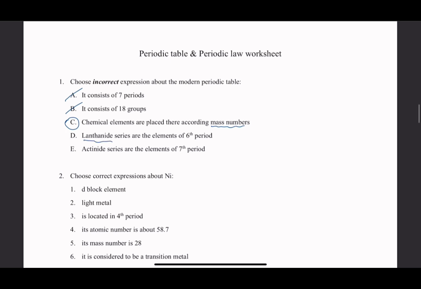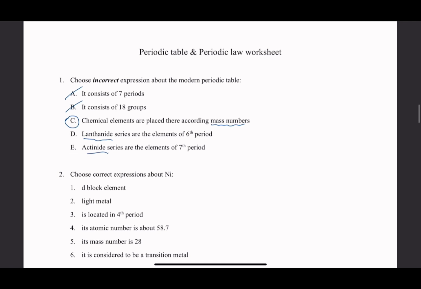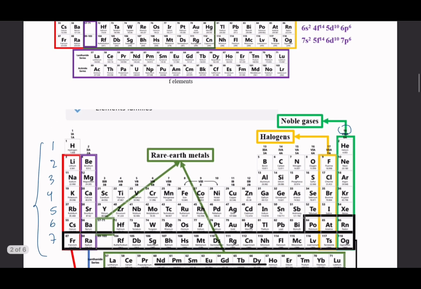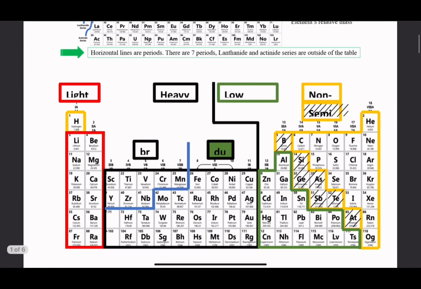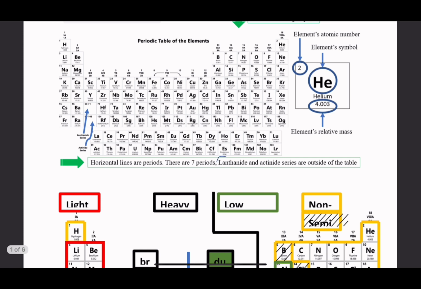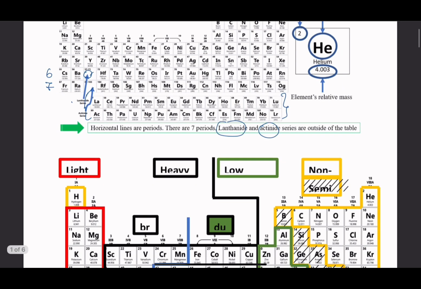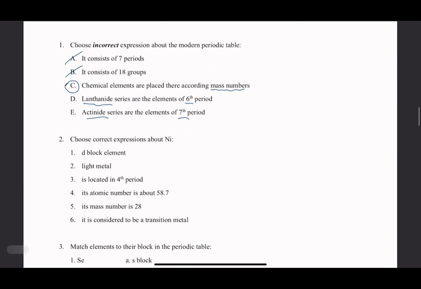So this is one of the incorrect options. Now let's check out this one. It says lanthanide and actinide, one is 6th and one is 7th period. We talked about this. On this one, you see the lanthanide and actinide. Lanthanides are here as it's shown, and this is the sixth period, and actinides are in the 7th period. The whole thing here just fits into this 6th and 7th period. So those answers are correct. So the answer is C here.